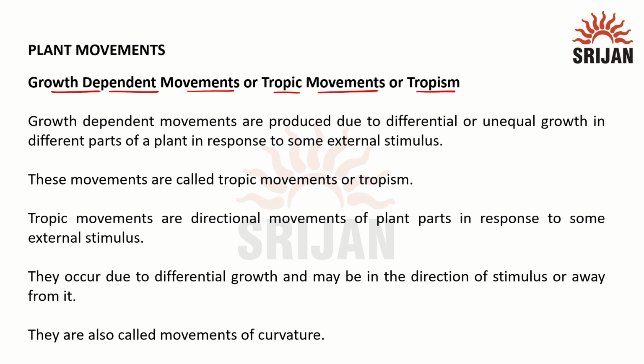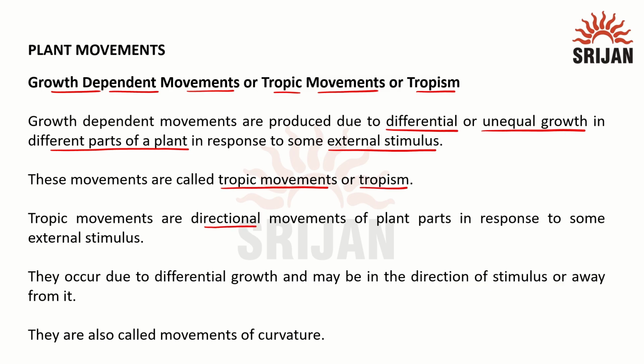Growth dependent movements are produced due to differential or unequal growth pattern in different parts of the plant. This response is due to an external stimulus. It can be light, gravity, touch, and so on. These directional movements are known as tropic movements or tropism.